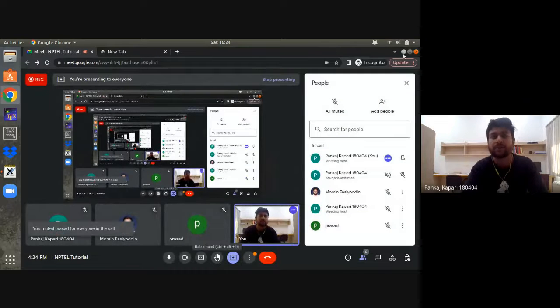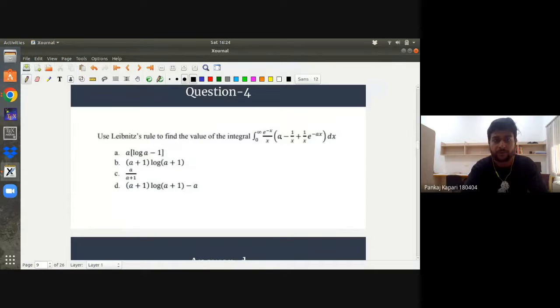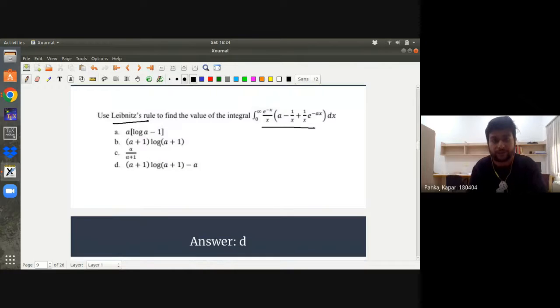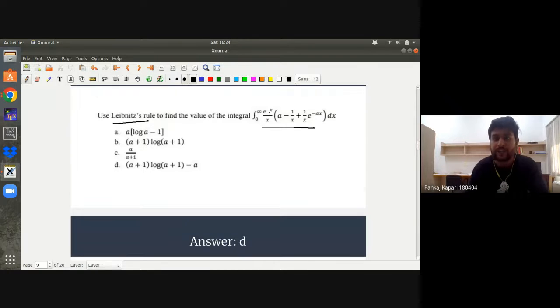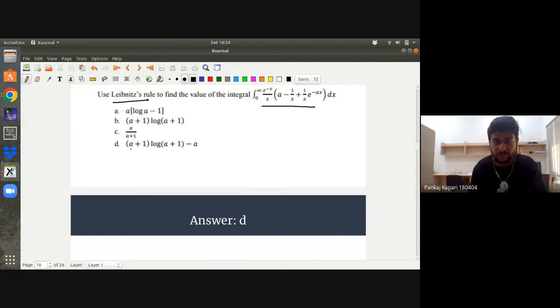Okay, so let's move to the next problem. In this problem, we have to find the value of this given integral by using Leibniz rule. So what is Leibniz rule? In Leibniz rule, if our integral is a function of some parameter, then we first differentiate the function, then evaluate the integral, and then again find the value. So let me show you how this can be done.